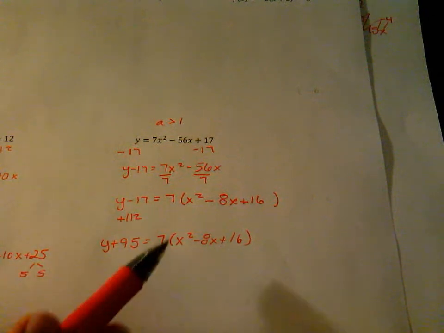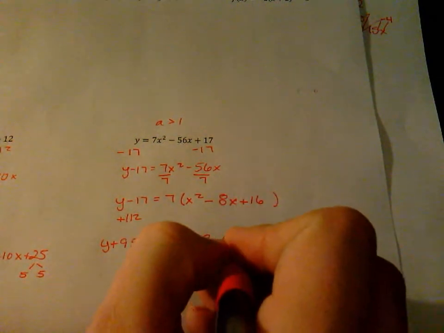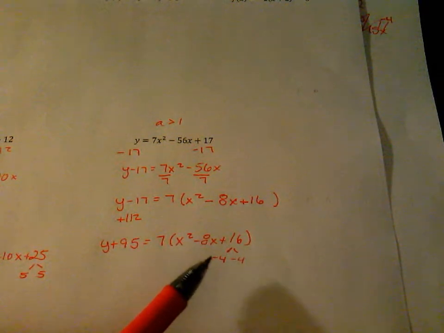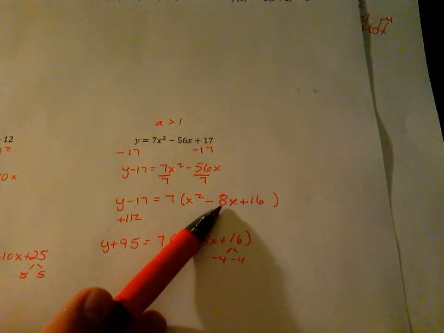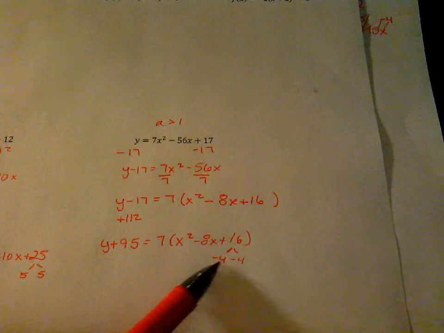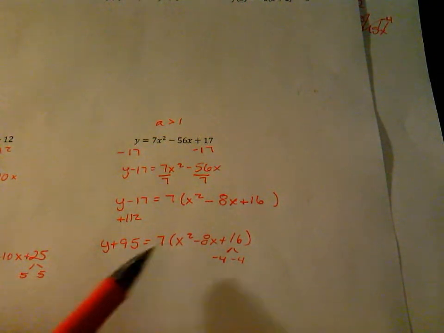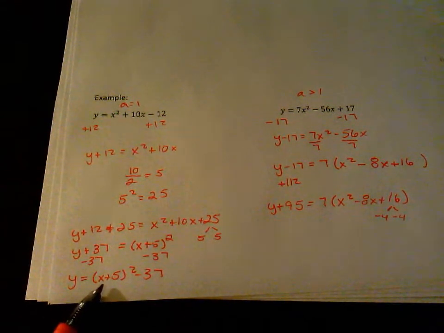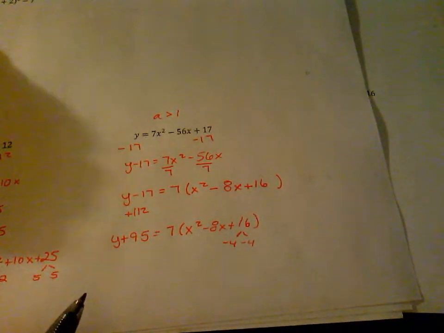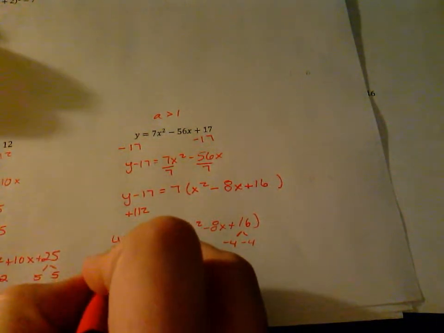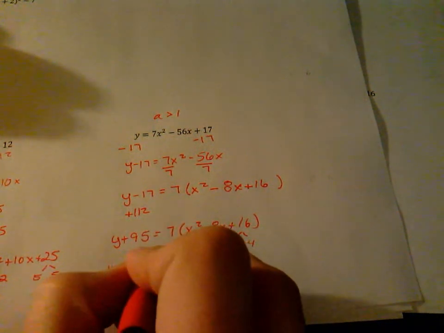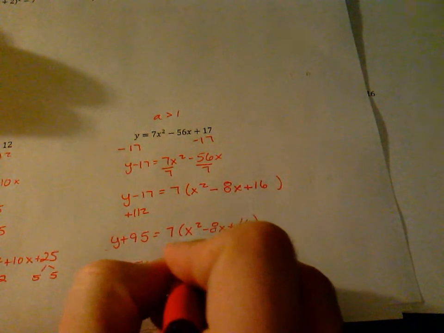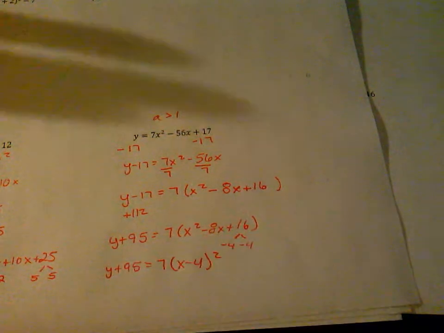So now we got to factor this whole thing. I'm going to tell you guys this right now. Whatever numbers you use to multiply to get to the 16 is what you're going to factor it into. So we divided 8 by 2, it gave us negative 4. We squared it, we got 16. So obviously it's going to still have to be the negative 4 and negative 4. Because we want to get this squared thing, it always has to be the same number. Okay, so this becomes once again y plus 95 equals 7 times x minus 4 and x minus 4, or just x minus 4 squared.